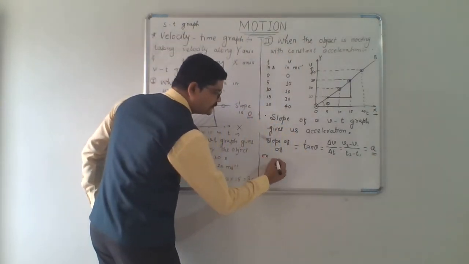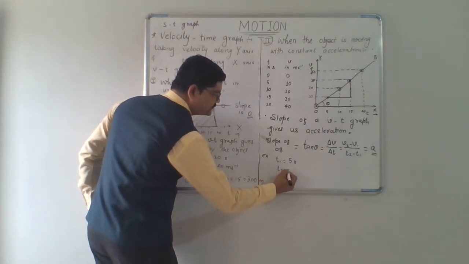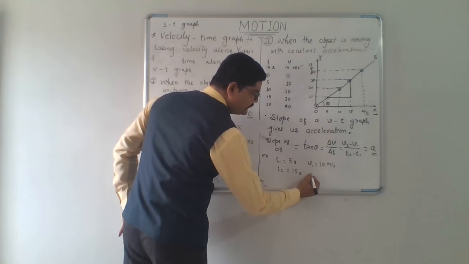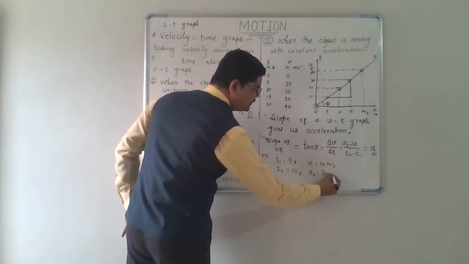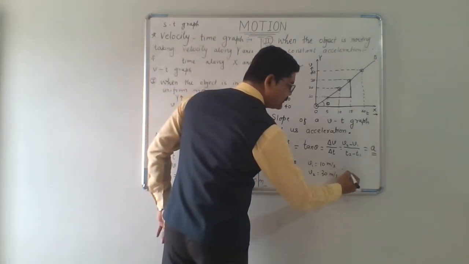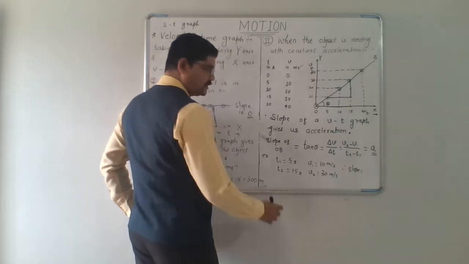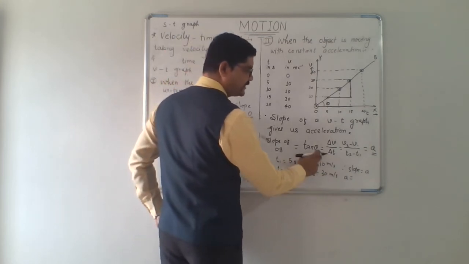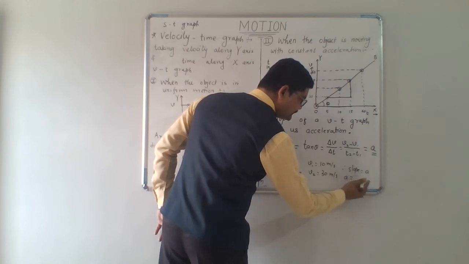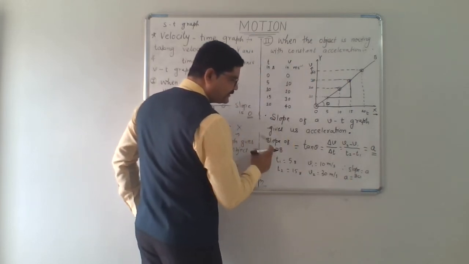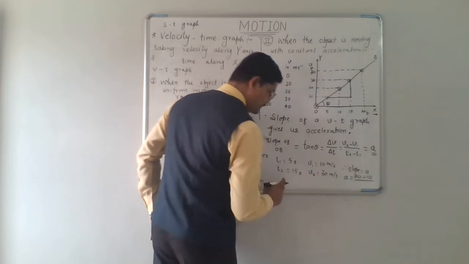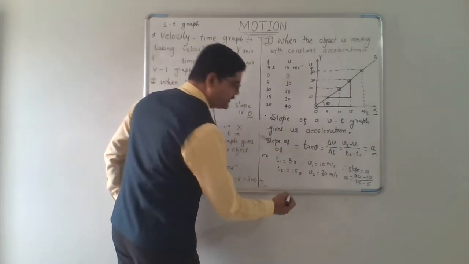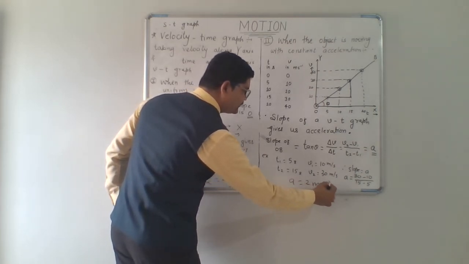For example, when T1 is equal to 5 seconds, T2 is equal to 15 seconds, velocity V1 will become 10 meter per second and velocity V2 will become 30 meter per second. So we get slope, that is acceleration, a equals V2 minus V1 divided by T2 minus T1, which is 30 minus 10 divided by 15 minus 5. The answer will come as 20 upon 10, that is, acceleration will be equal to 2 meter per second square.